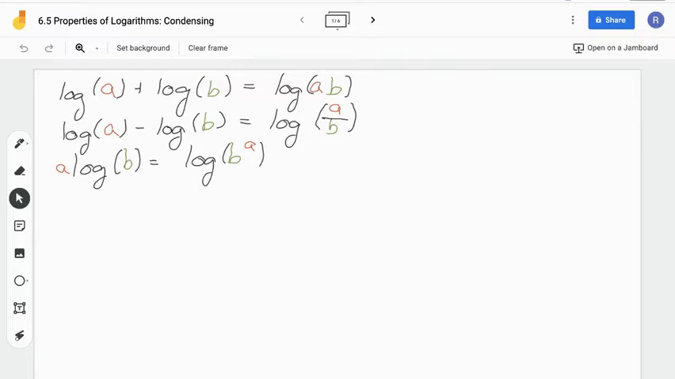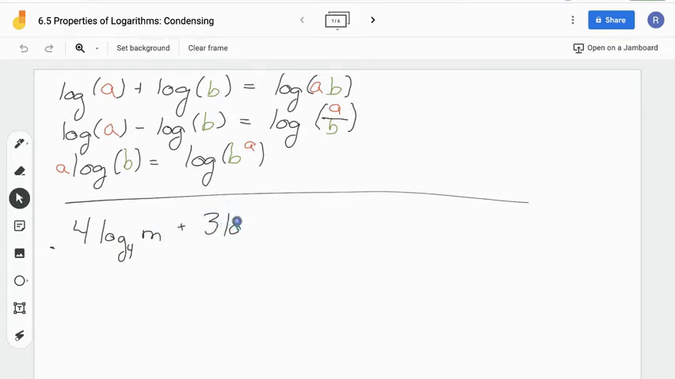The first two examples that we're going to go through are two that you will see there on your note sheet, so make sure that you are getting them down. If we start with something such as 4 times the log base 4 of m plus 3 times the log base 4 of n minus the log base 4 of p.